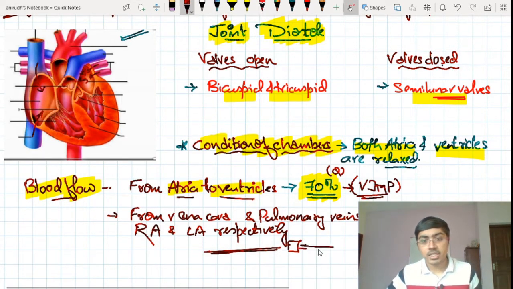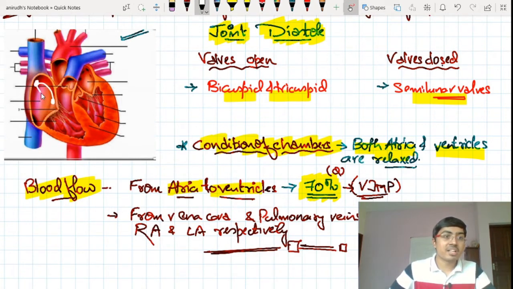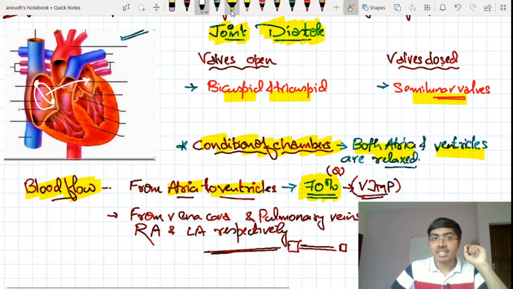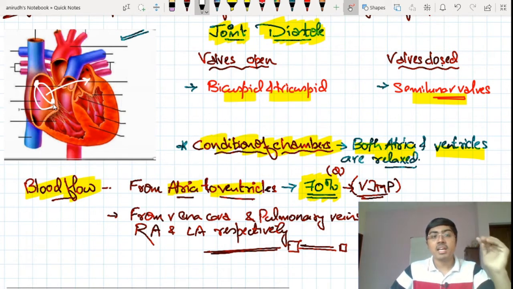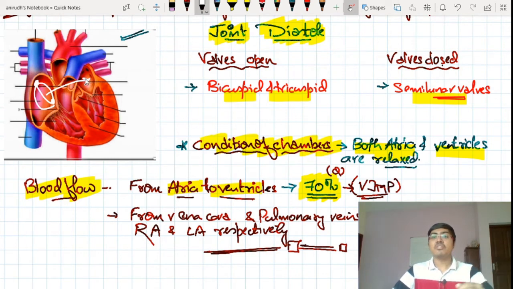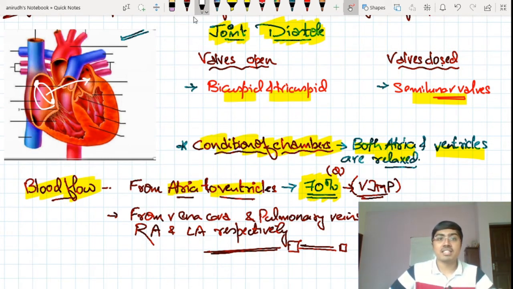Now, towards the end of joint diastole, the SA node, which is present over the upper right corner of the right atrium, here comes the SA node, here comes the AV node. The SA node will start sending impulses to the AV node, and from here the impulse will also go into the left atrium. So this kind of transfer of impulse takes place towards the end of joint diastole.